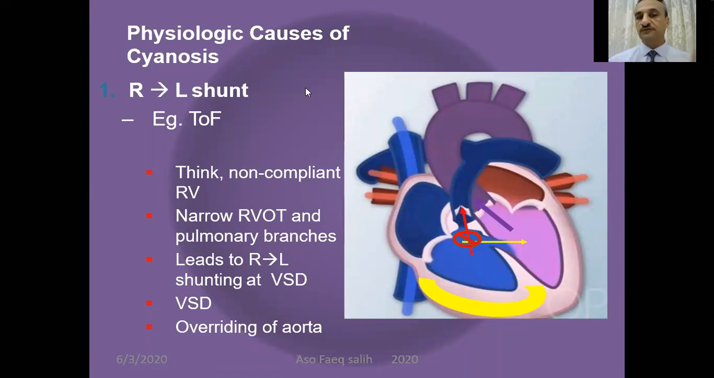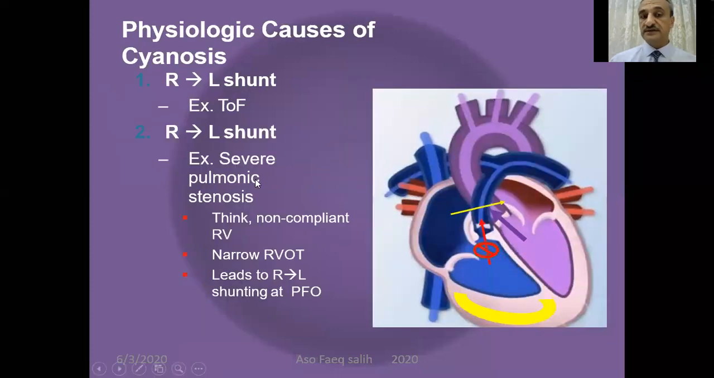Tetralogy of Fallot means four findings. In the other case, when you have severe pulmonary stenosis, the RVOT is more narrow, but here we have no VSD. In that case, the blood goes back to the RA and then to the LA through the interatrial septum, causing desaturation. So when a baby is born or presents with severe pulmonary stenosis, you will have cyanosis, not from the VSD but from the ASD, okay?